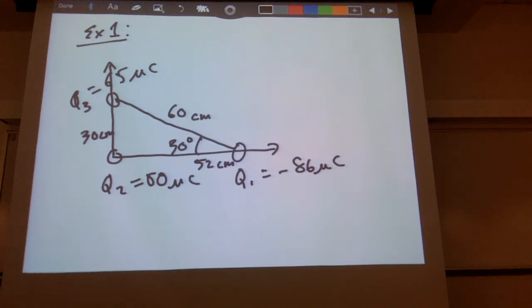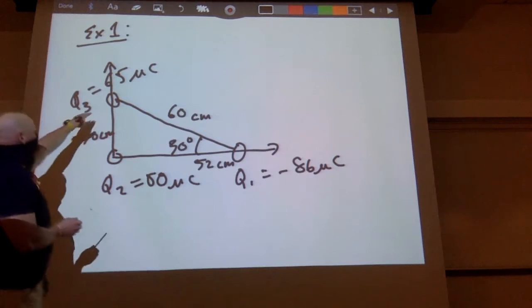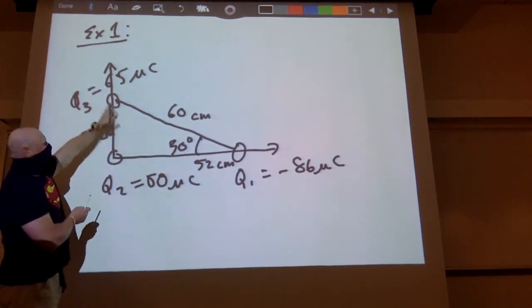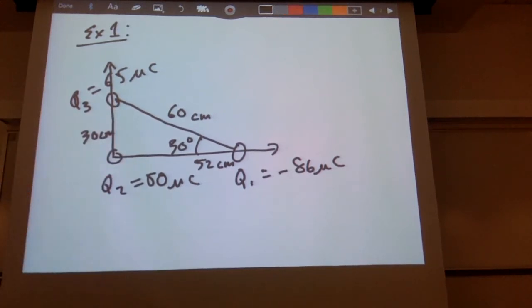So let's draw our forces. Each one of these is going to create a force. Let's first look at the force between Q1 and Q3. We know Q1 is a negative charge and Q3 is a positive charge. Is that an attractive force or a repulsive force? They're unlike charges, so attractive. Good. In this case, the force on 3 by 1 is going to point along the line connecting them together. So this is F31.